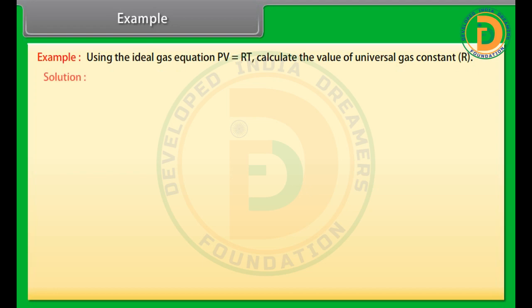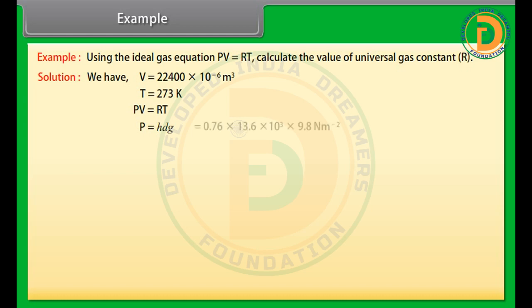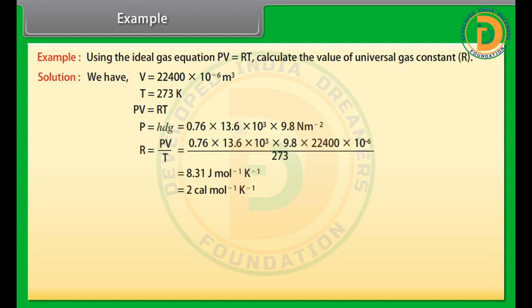Let's see the solution. We have V = 22,400 × 10^-6 m³, T = 273 Kelvin, PV = RT, P = hρg. Now, we calculate the value of R by putting in the values. R = PV/T = 2 calorie per mole per Kelvin.